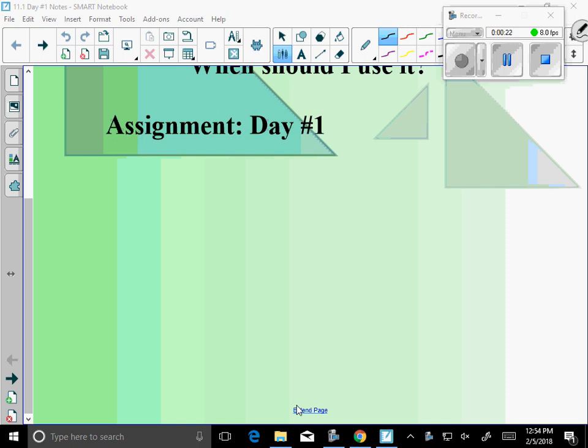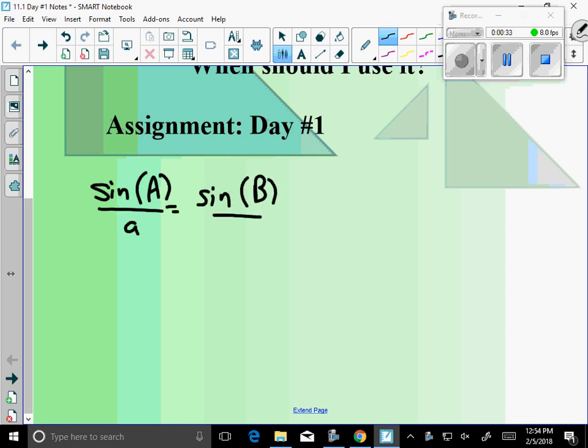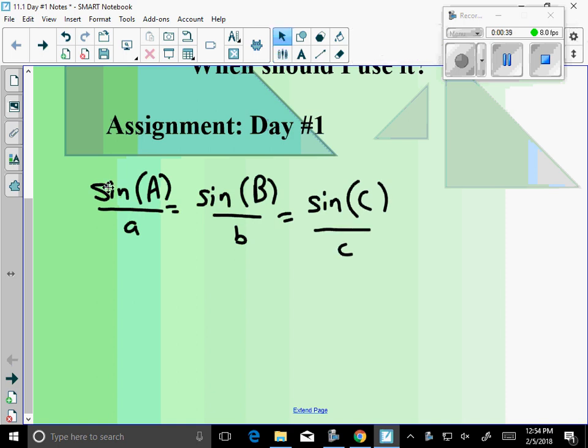Right next to my face? Where? Oh, shoot, it's up there. Oh, that was anticlimactic. The sine of angle A over side a is equal to the sine of angle B over side b, which is equal to the sine of angle C over the side c.